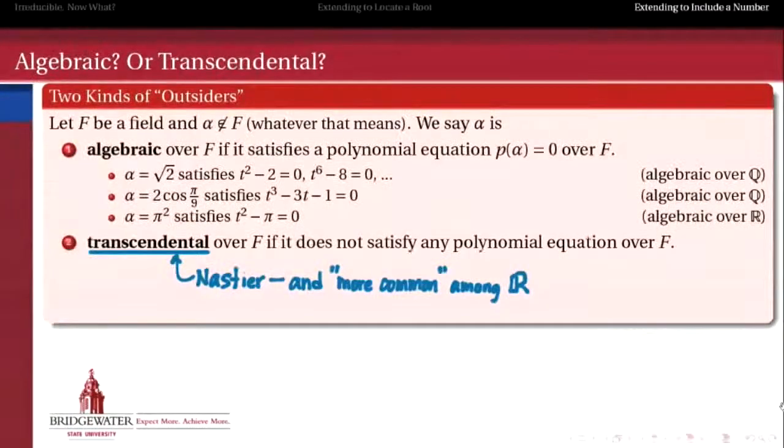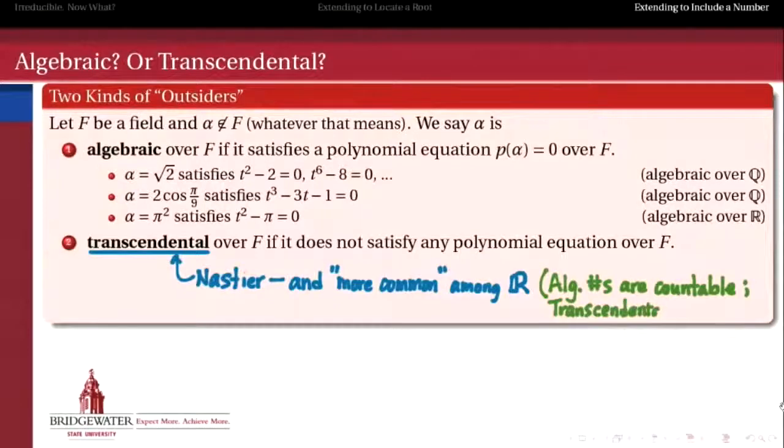The transcendental numbers are a little nastier. It turns out that they're also more common, at least among the real numbers. If you take all the real numbers and you put them on a dartboard and you throw a dart at that board, the chances are 100% that you're going to hit a transcendental number over the rationals. So what do I mean by that?